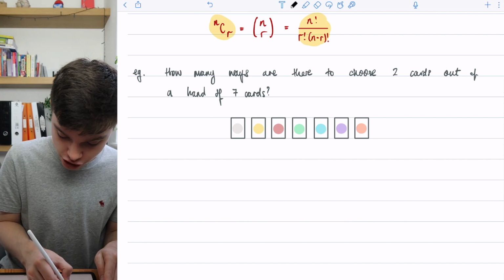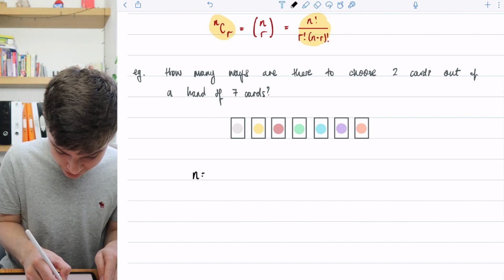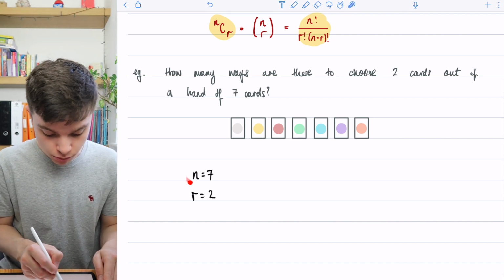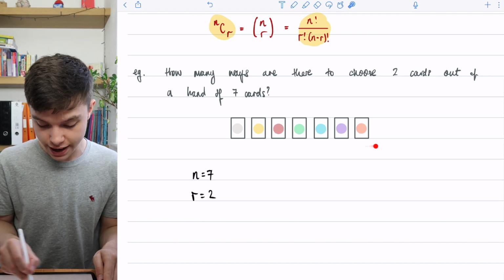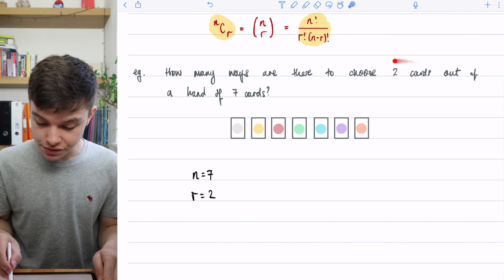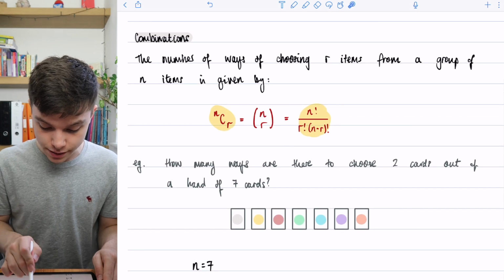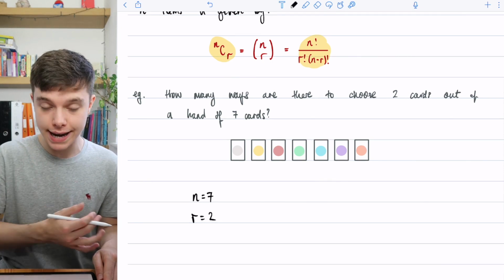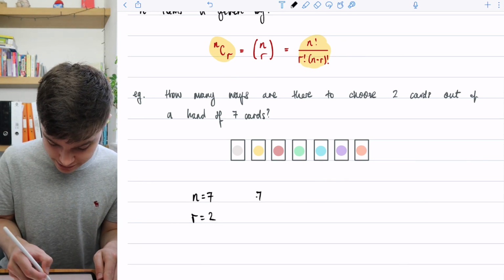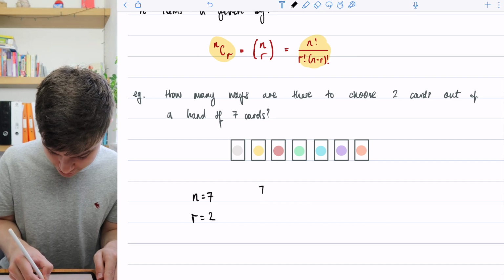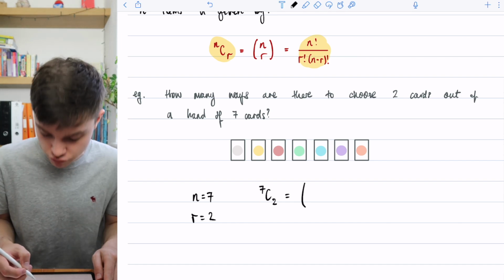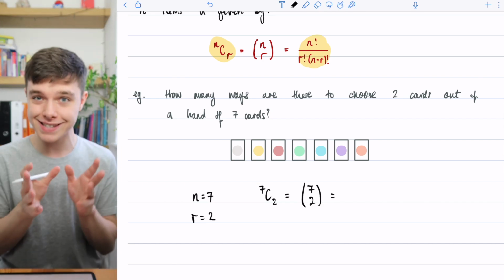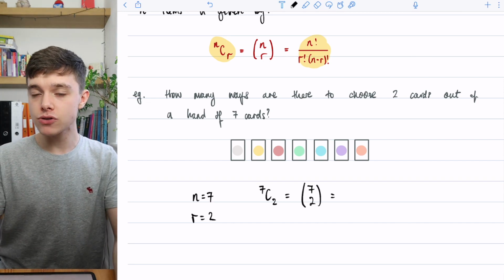Let's do the combination. n will be 7 and r will be 2, because n is the number of items in the group and that number of items is 7, and then we're wanting to take 2 cards. That's the number of ways of choosing r items. So we have 2 items that we're trying to take out. So that's going to be 7, and I'm going to write that a little bit smaller. 7 choose 2, which we could write with our brackets, 7 choose 2 like that, and it's set the same way. And then that's where our factorials come in.